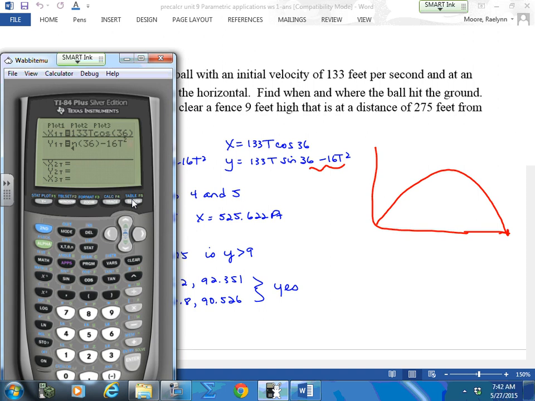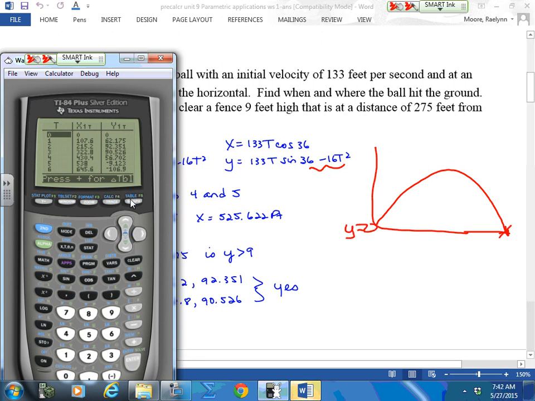Okay, so I don't really know what to do with my window, so I'm just going to graph. And I got some weird looking thing here. I'm going to look at my table. I'm going to start my table at 1 and see what's going on. Can you tell where you hit the ground? Can you tell how many seconds before you hit the ground? What is Y when it hits the ground?